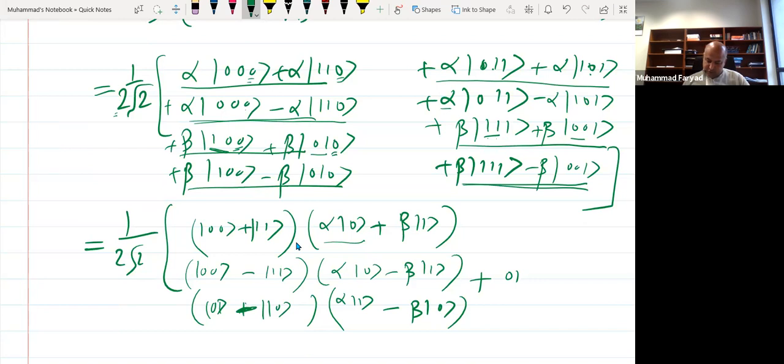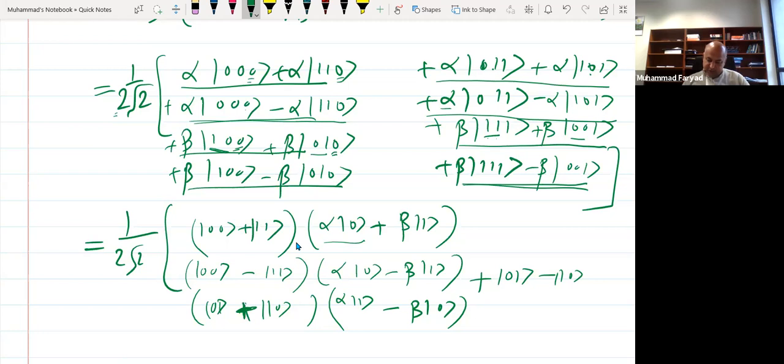Okay, so 0, 1 minus 1, 0. I think I have made an error. For this state 0, 1 minus 1, 0, I took alpha 1 common. So this was already taken care of. Now this state is left, 0, 1 plus 1, 0.